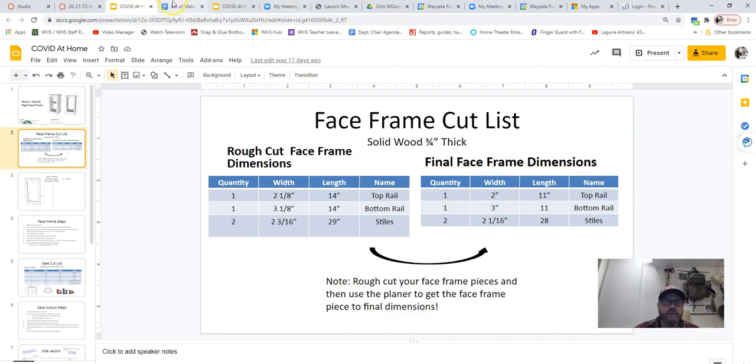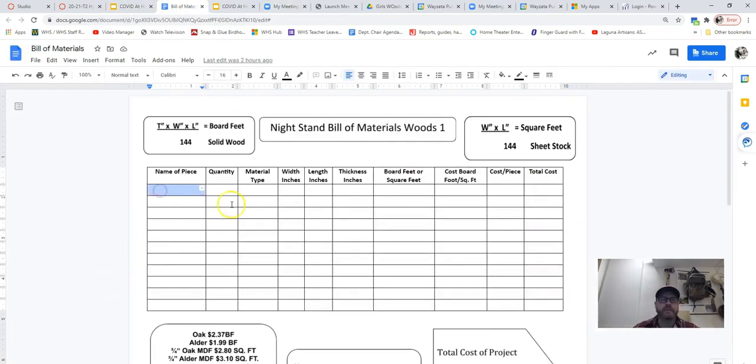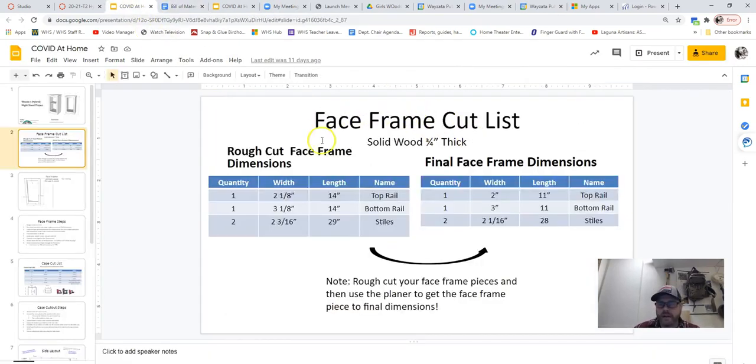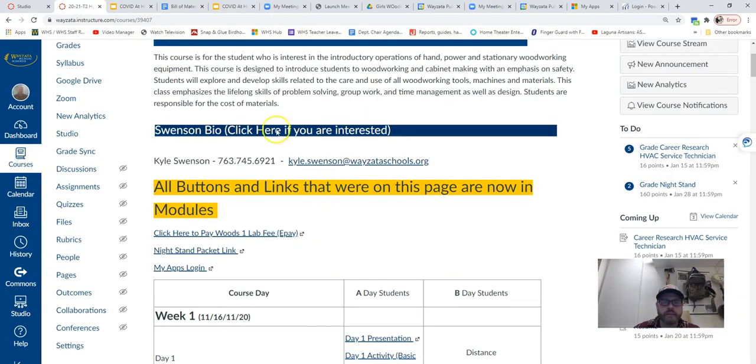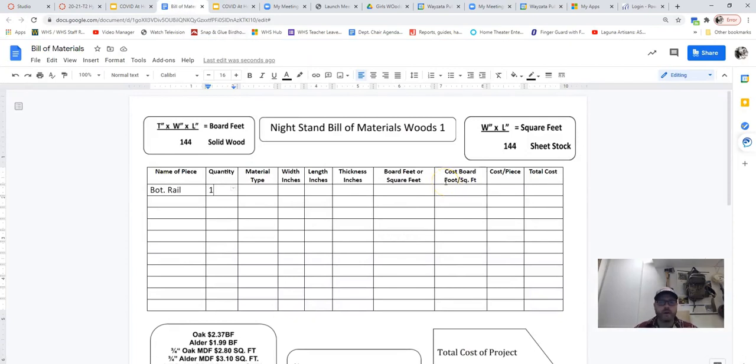So I'm going to go back to bill of materials here, and I'm going to say name of piece is bottom rail, and I have 1 of them. Now I got to remember what it's made out of. Usually at the top of the sheet it'll tell you solid wood 3/4 thick. Now you may have done alder or oak.